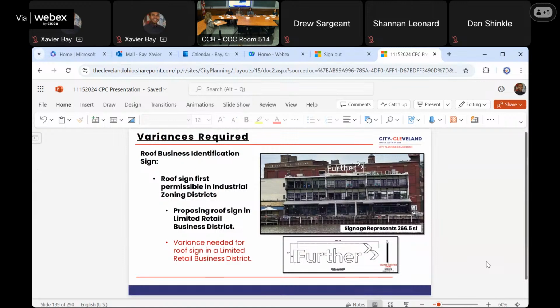It's great that it's facing the river, and from a design compatibility perspective, I do like the idea. New tech company, are they moving to Cleveland or are they here already? I believe they are around. Yeah, we can look further into it.